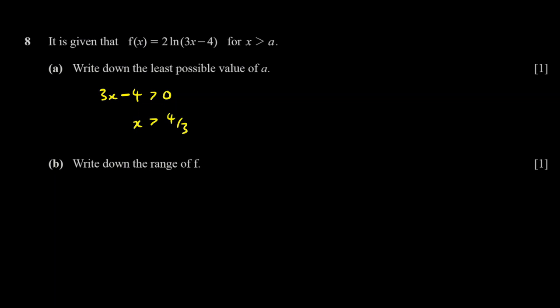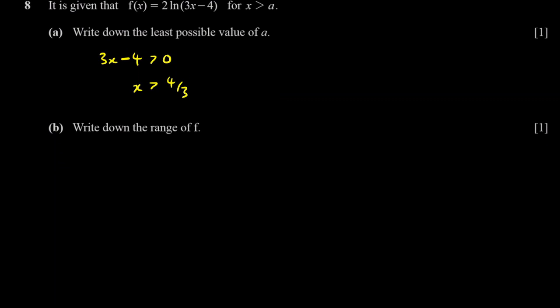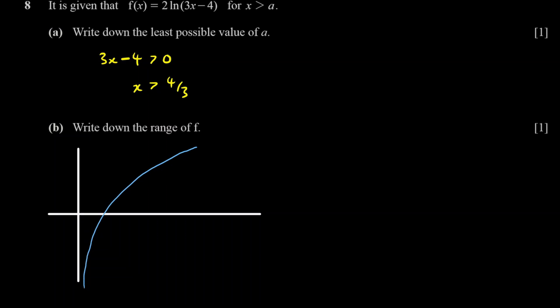Next, we want to write down the range of f. Well, again, this is really about understanding what the ln graph looks like. What does an ln graph look like? Well, I'll draw the graph of ln x. Okay, the graph of ln x looks something like that, where that coordinate there is 1.